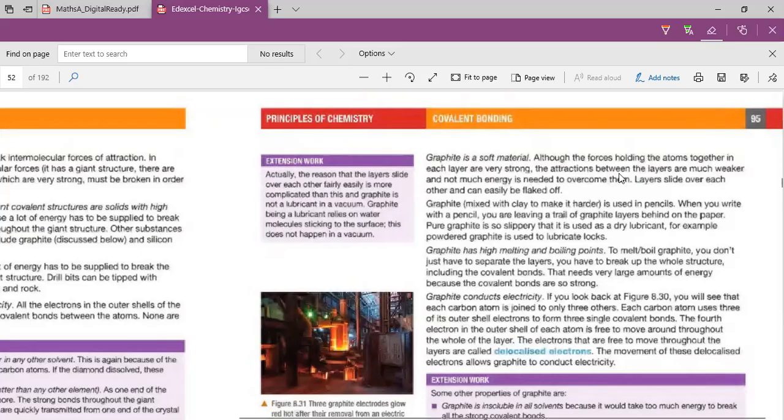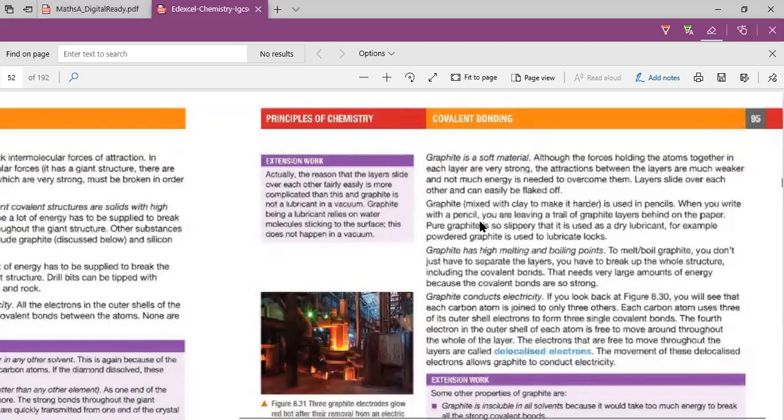The forces holding the atoms together in each layer are very strong. So carbon bond to carbon bond in each layer is very strong, but the attraction between layers is much weaker, and there is no bonding between these layers. That's why they are much weaker, and not much energy is needed to overcome them. This explains why these layers slide over each other and can easily be flaked off.